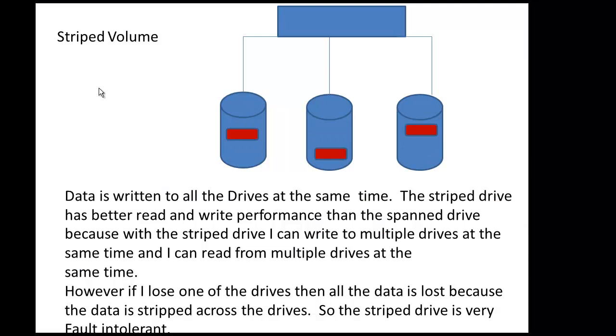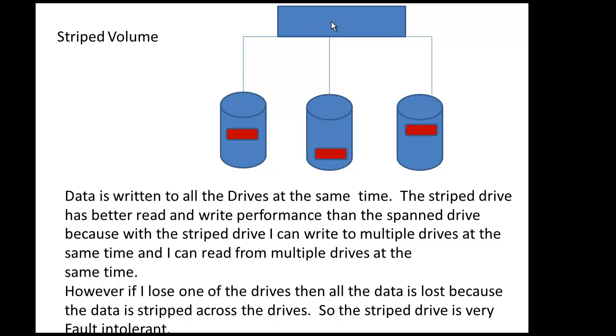Let's take a look at the striped volume. Data is written a bit differently on the striped volume. Here we have 3 disks, and let's say this is a block of data here.